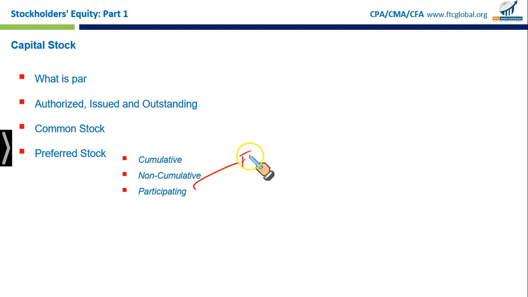If they are fully participative, that means preferred shareholders share equally with common shareholders in extra dividends after they get their fixed amount of dividend. Remember, participating preferred stockholders not only receive their fixed dividend, but they will also share profits equally with common shareholders if they are fully participating. And if they are partially participating, what does it mean? It means that the preferred shareholders share in extra dividends, but only up to a certain limit.